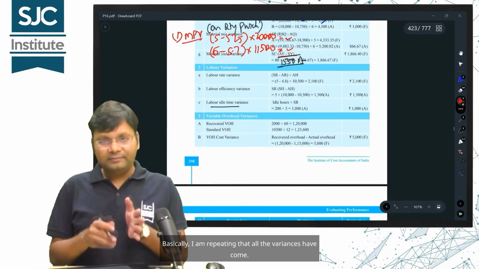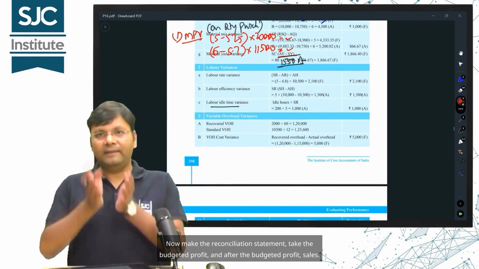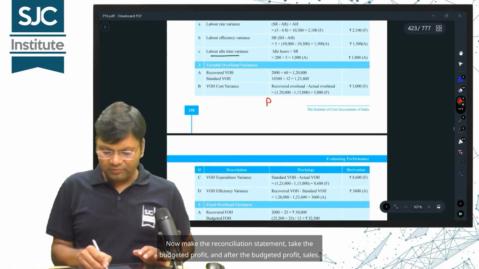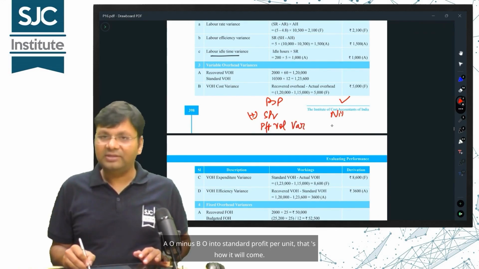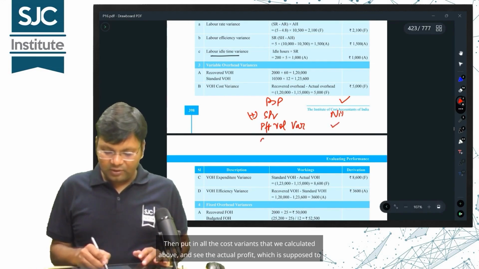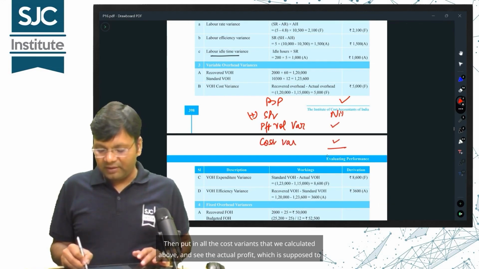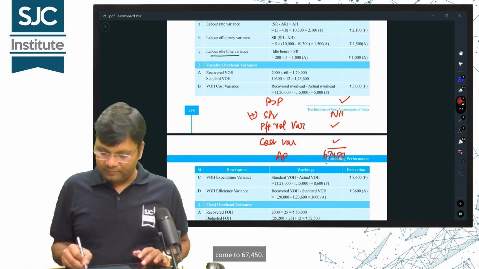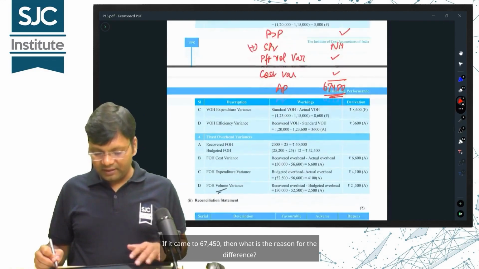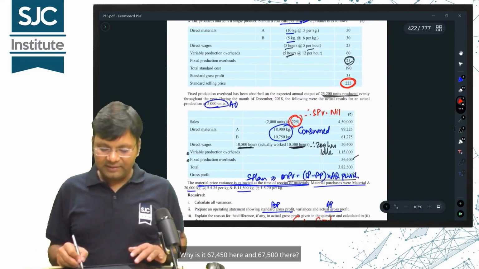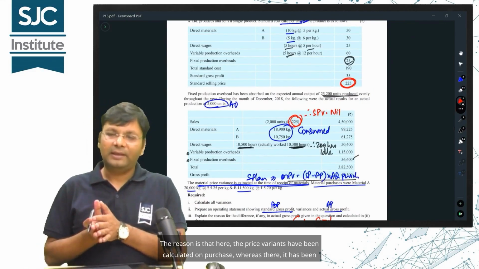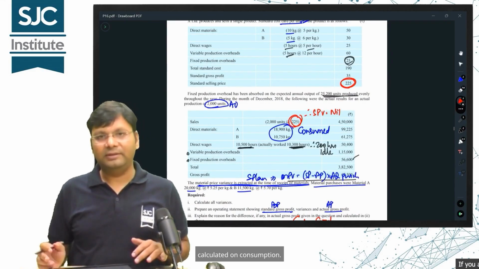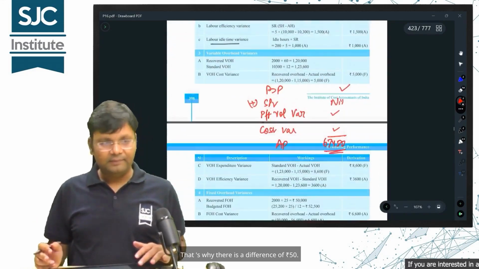Now, what needs to be done after this? Basically, I am repeating that all the variances have come. Now make the reconciliation statement, take the budgeted profit, and after the budgeted profit, show the sales price variance here in blue, and then you calculate the profit volume variance yourself. AQ minus BQ into standard profit per unit, that's how it will come. Then put in all the cost variances that we calculated above and see the actual profit, which is supposed to come to 67,450. If it came to 67,450, then what is the reason for the difference? Why is it 67,450 here and 67,500 there? The reason is that here, the price variance has been calculated on purchase, whereas there, it has been calculated on consumption. That's why there is a difference of 50 rupees. Understood?